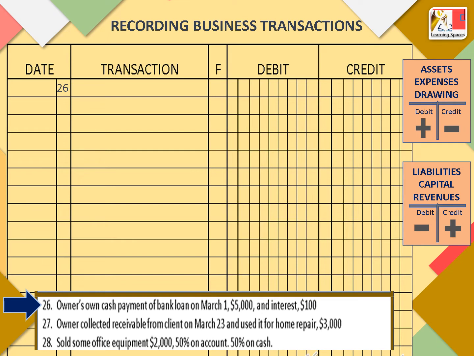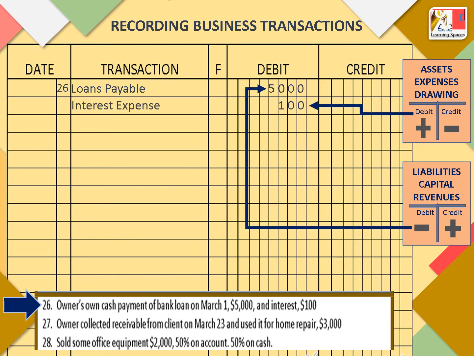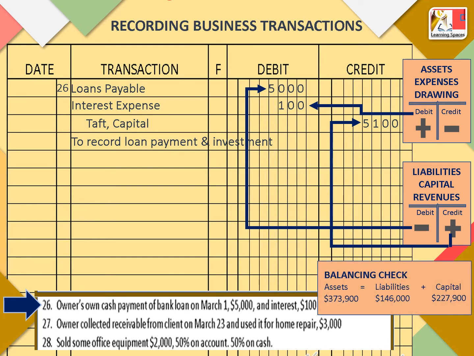Alright, here is the journal entry. There are two debits, the cancellation of loans payable amounting to $5,000, and the recognition of interest expense, amounting to $100. On the credit, instead of crediting cash, we instead credit Taft Capital for the amount of $5,100, because it is the cash of the owner that was used to settle the partial payment of loan plus the interest.